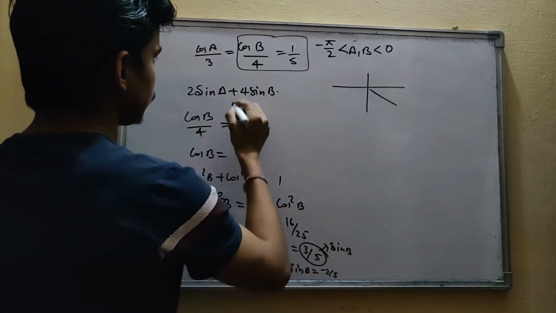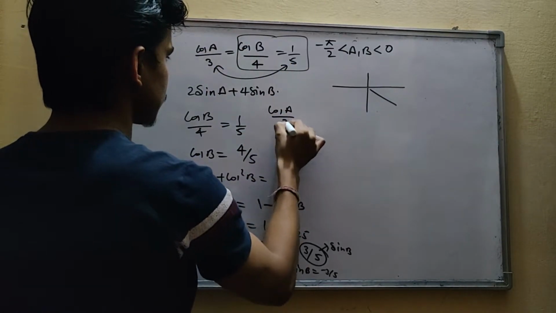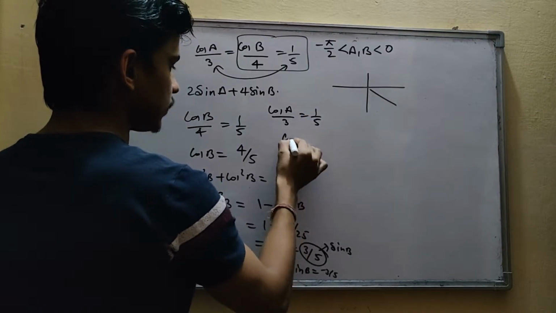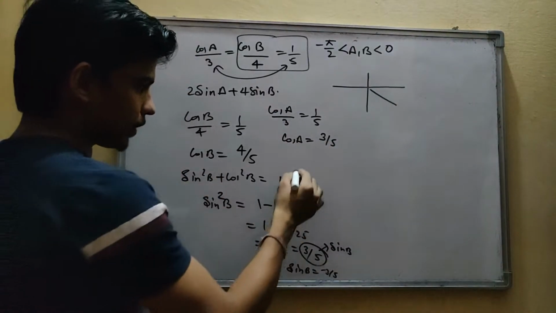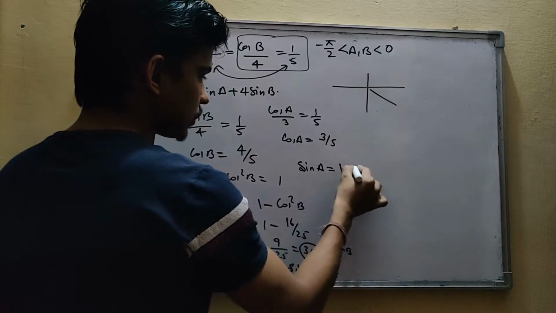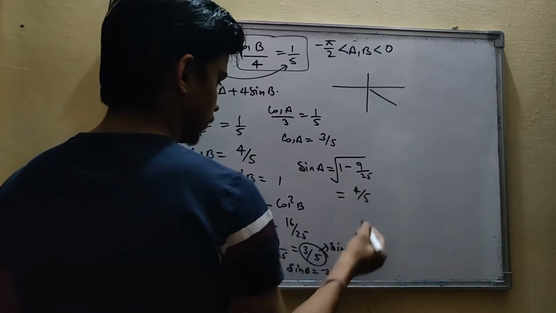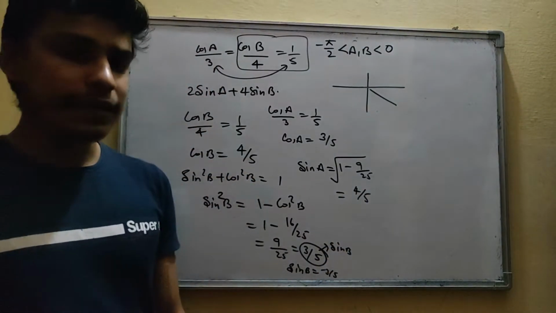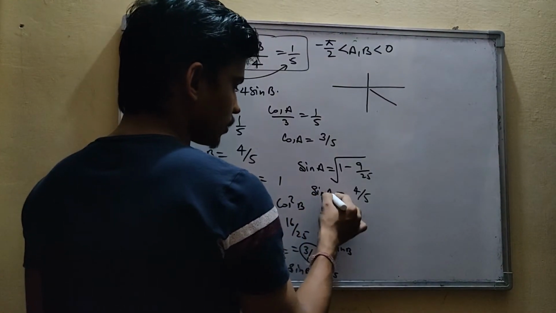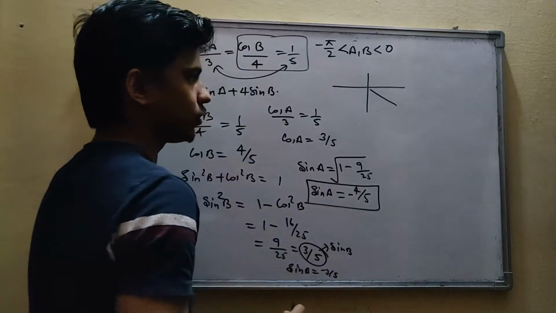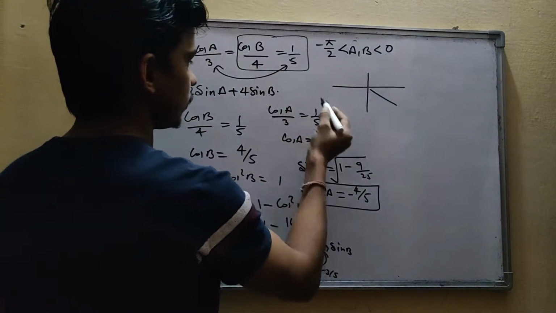Now similarly you can compare this with this, because both are equal. So cos A by 3 is equal to 1 upon 5. Doing the same thing, you are going to get cos A as 3 by 5, and applying this in the same way, you get sin A as square root of 1 minus 9 upon 25, which is 4 upon 5. But as A is lying in the fourth quadrant, sin A is going to be negative. So sin A is minus 4 upon 5. So you get both things, sin A and sin B. Just substitute it over here.